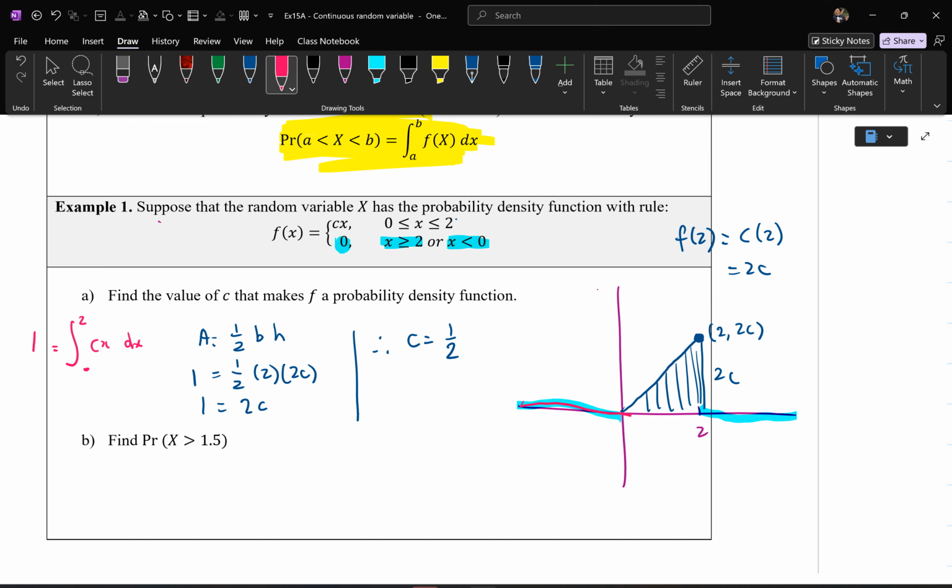And then now, once you know what c is, the gradient, you can then find the probability of x greater than 1.5. 1.5 is somewhere here. So they're just saying find that area there. And that area is literally just the integration from 1.5 up until 2 of cx, where c is half. Whatever this is, you can type that on your CAS, or you can do it by hand. And you get your answer. I got c as half, that's why I just put half in.